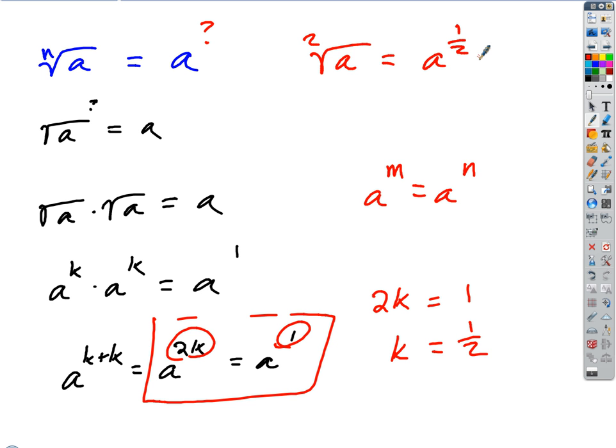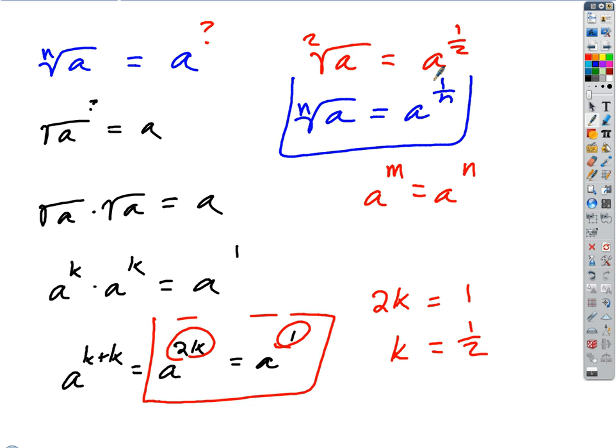So I want you to tell me then, in general, the nth root of a is equal to what? A to the 1 over n. Because whenever it's the little number above the radical, that always goes below and you just put a 1 above it. Yes. Okay, so that's hugely important, right?